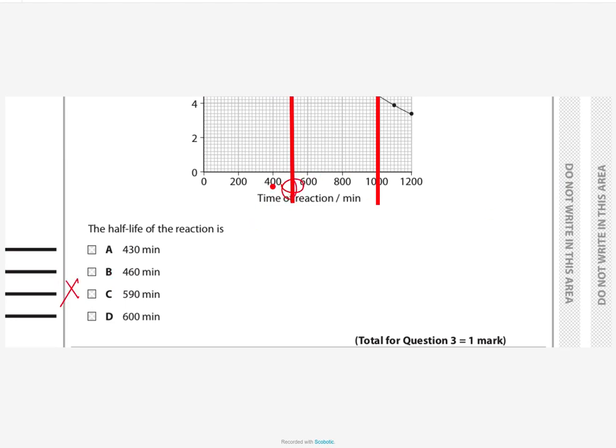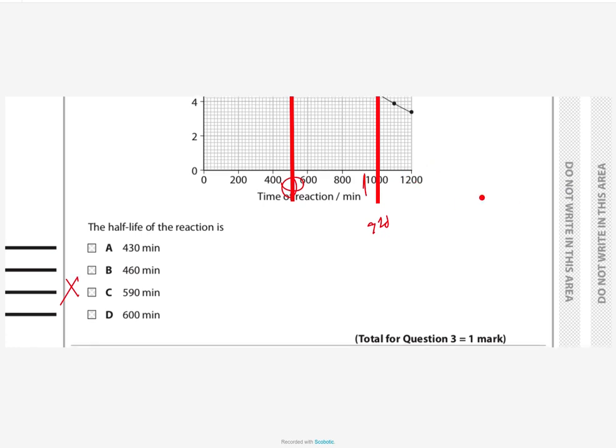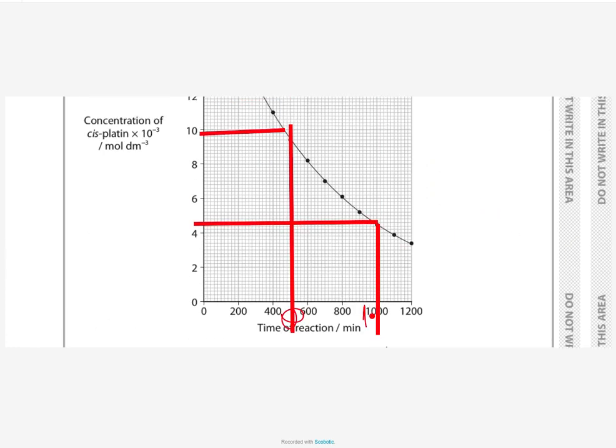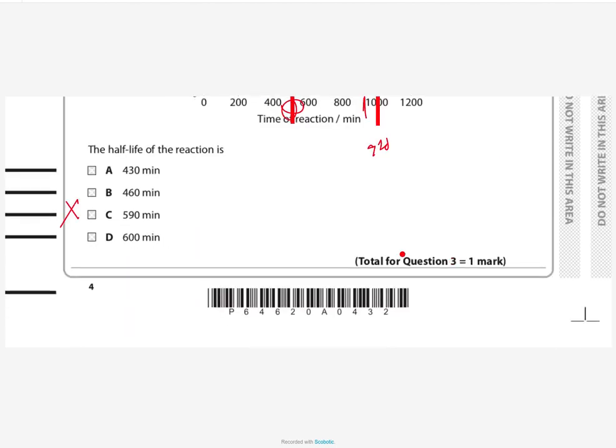Somewhere here. So it's more than half. So it can't be 430. It can't be 5600 anyway. Got it? So 460 is 920. So here is 920. This is 900, yeah. This is not accurate because I have not taken the acquisition somewhere here. So that's done.